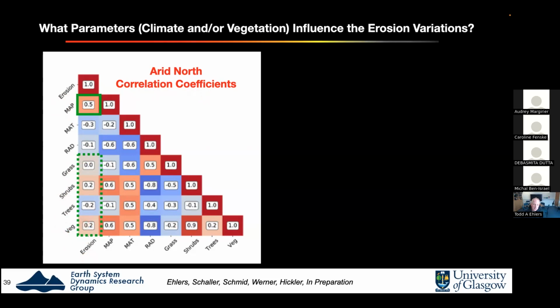So what this means is that this is a setting where precipitation, and essentially stochastic precipitation events, are dominating the erosion. And that's not such a huge surprise. Your intuition would probably tell you that as well.